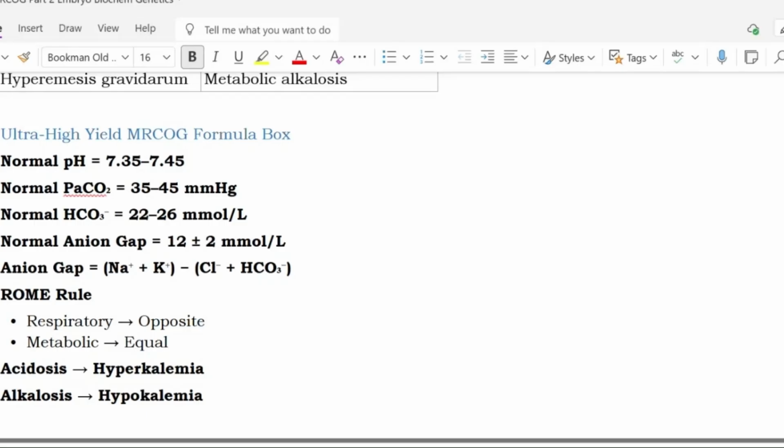ROME rule, you should know: respiratory goes in opposite, metabolic goes in equal. Acidosis leads to hyperkalemia and alkalosis leads to hypokalemia.